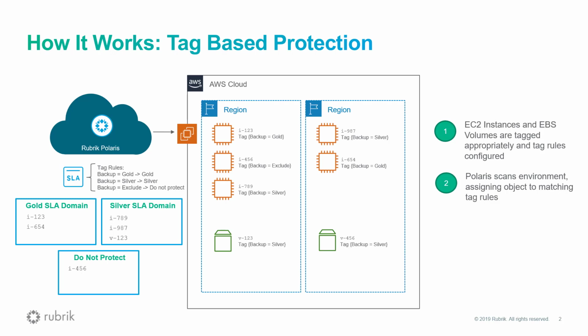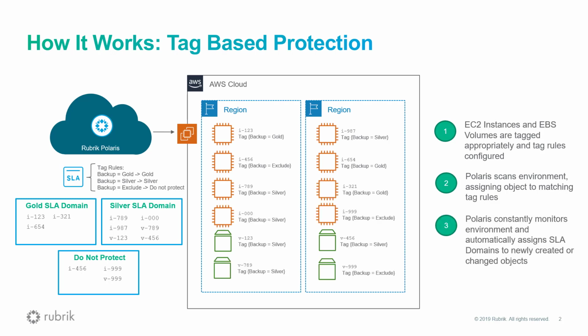We can see a number of instances and EBS volumes got mapped to the gold SLA domain, the silver SLA domain, and, of course, do not protect. As any tags are changed or we have any newly added resources with the appropriate tags, Polaris will scan and update all of the SLA domain configuration appropriately.